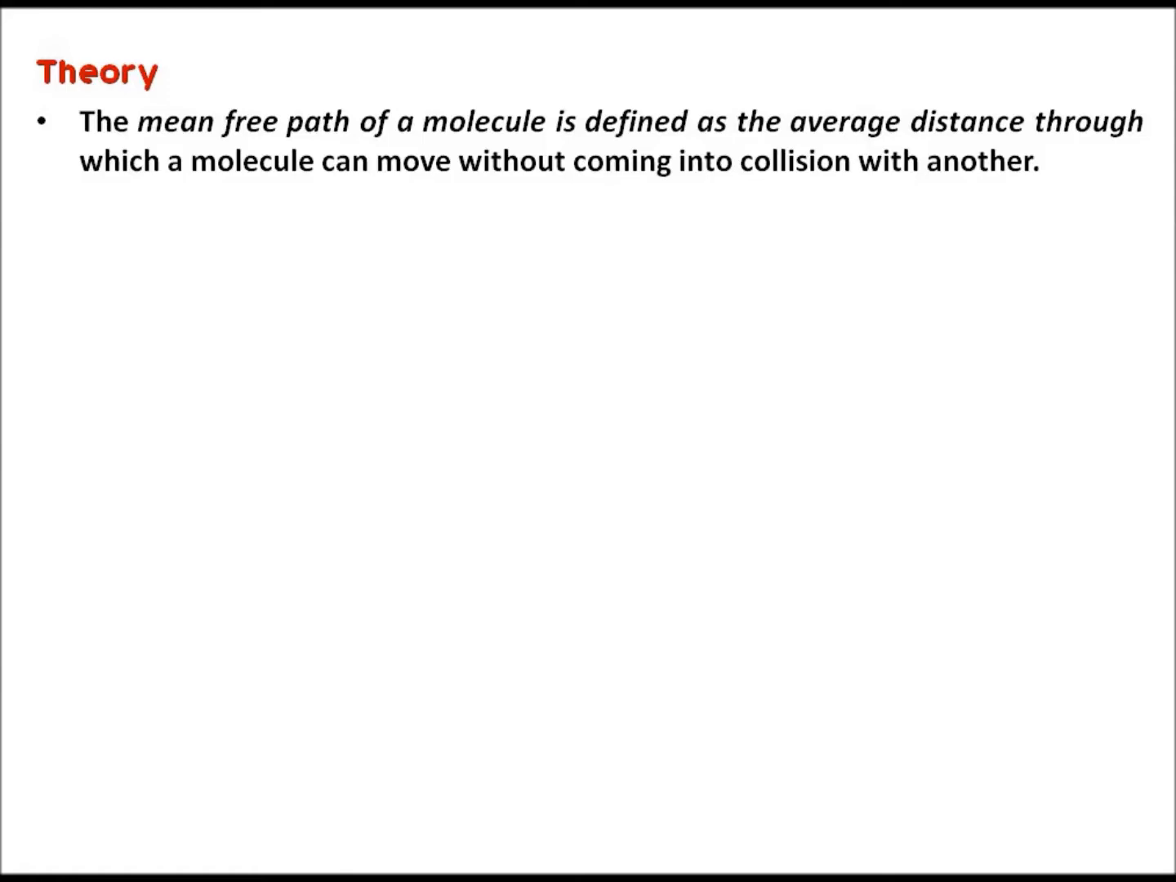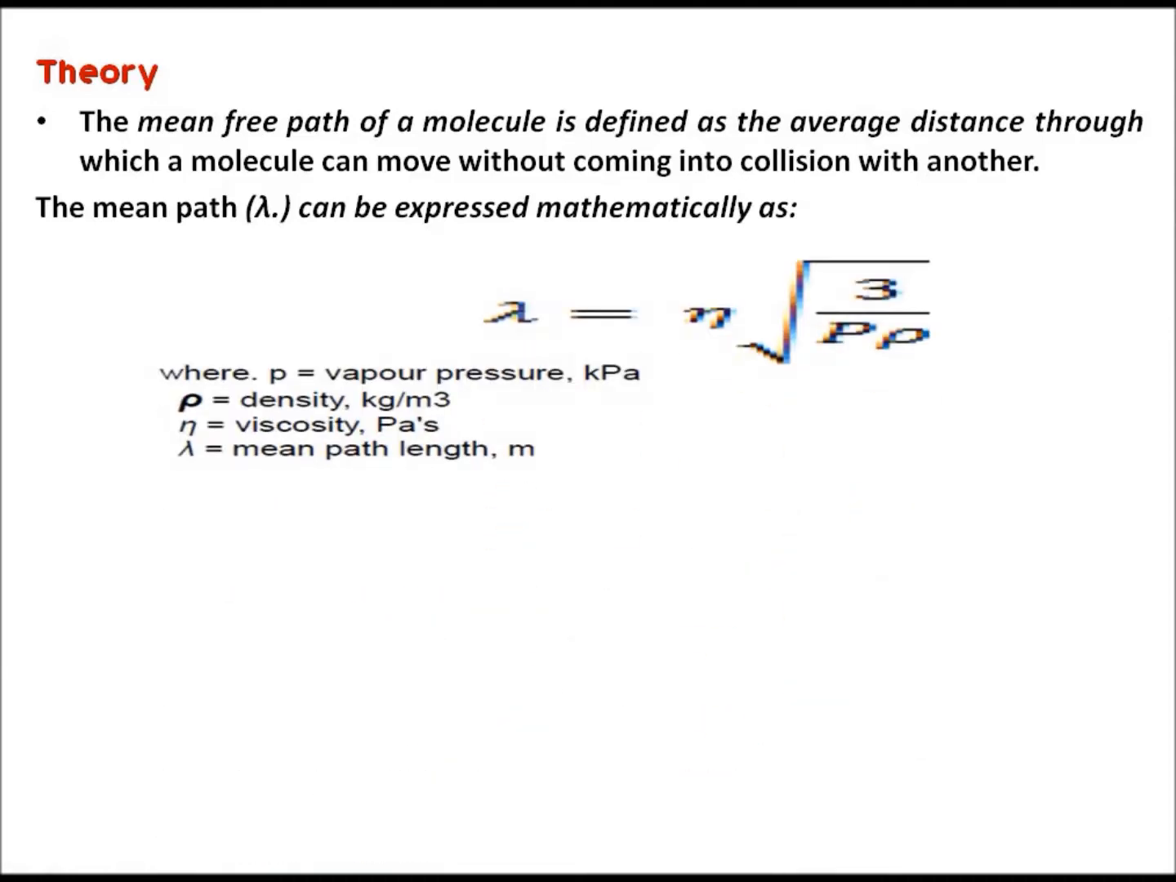It is the mean free path, right? So the mean free path can be expressed mathematically with an equation. The mean free path is denoted by lambda, right? So lambda equals eta square root of 3 divided by p rho, where p is the pressure, rho is the density, eta is the viscosity, and lambda is the mean path length.